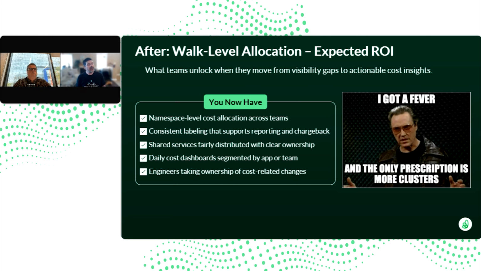And I start to have engineers really taking ownership of the changes that they make as it pertains to cost, right? When they understand the implications, they are much more likely to self-correct instead of letting cost issues persist. We can go to the next step.